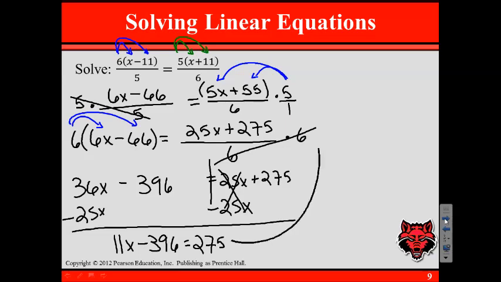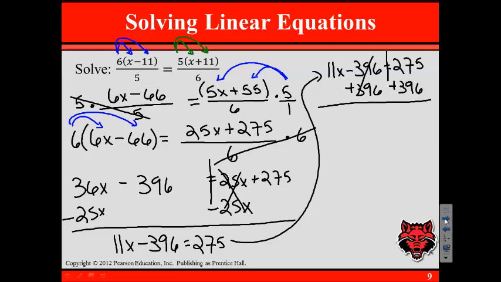Let's rewrite this near the top so we have a little bit more room. So we have 11x minus 396 equals 275. Draw the vertical line through the equal sign again. Let's move the numbers to the right. So we add 396 to both sides of the equation. When we do that, the opposite 396's cancel. We're left with 11x equals 671.